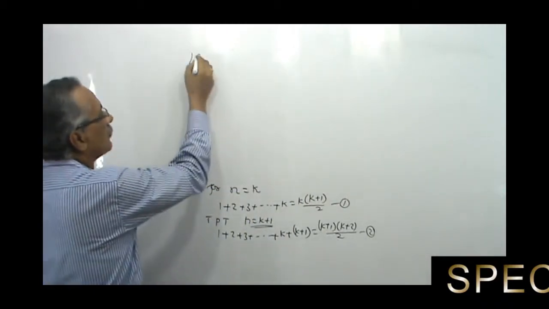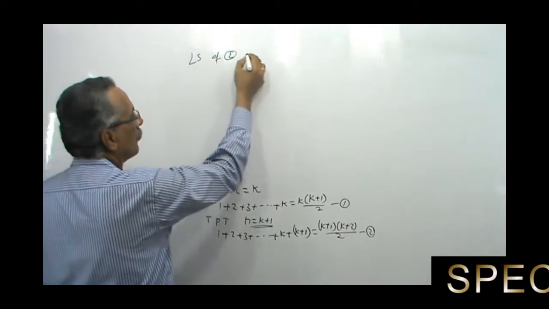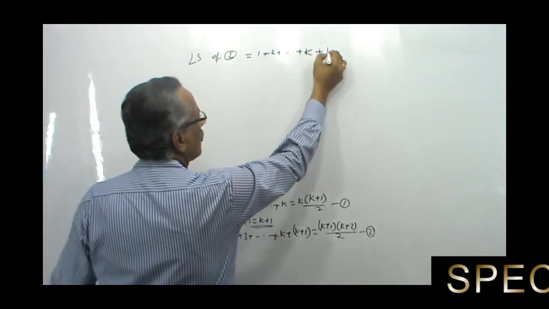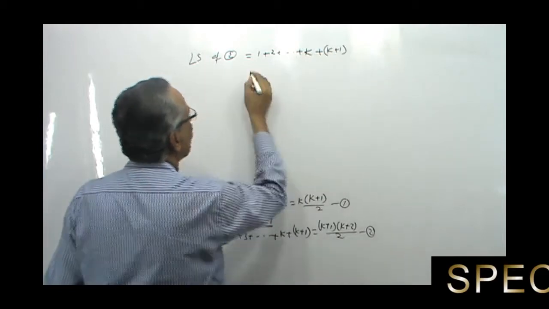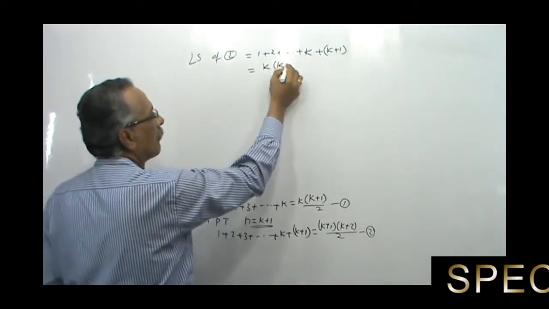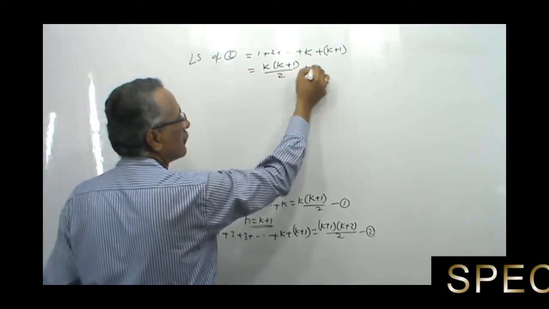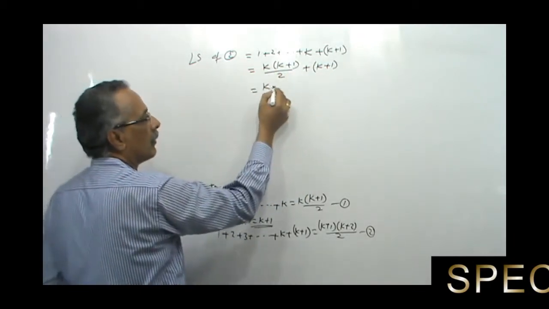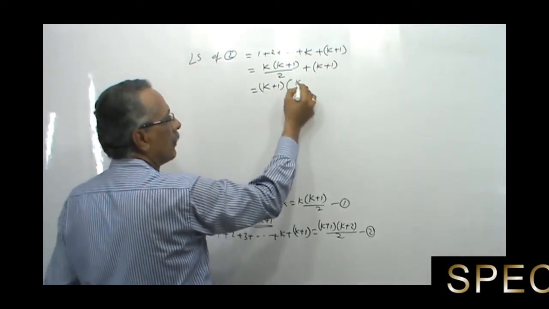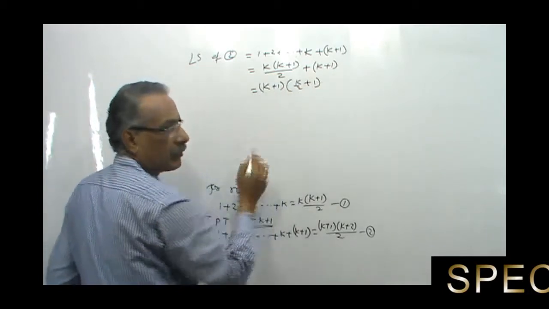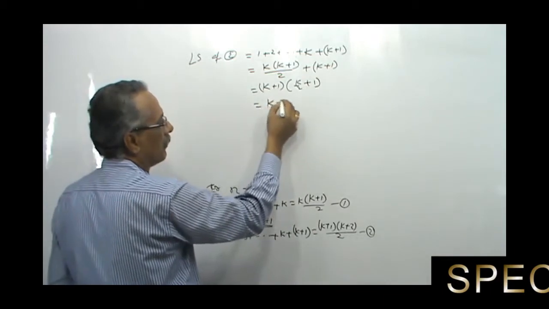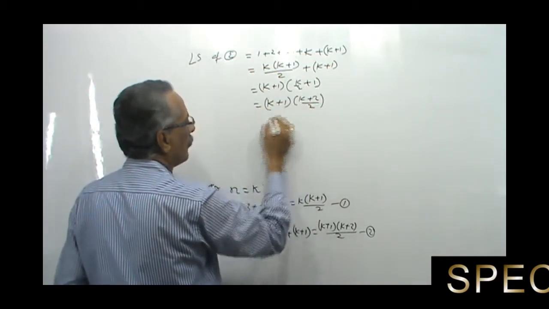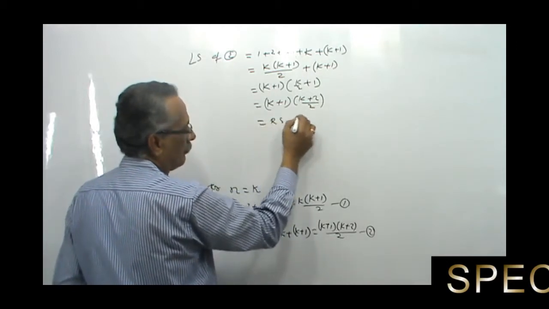We take left side of 2, that is 1 plus 2 plus etc. plus k plus 1. That is equal to k into k plus 1 by 2 plus k plus 1. We take k plus 1 common. K plus 1 into k by 2 plus 1. Take LCM and simplify. K plus 1 into k plus 2 by 2. That's the right side of 2.